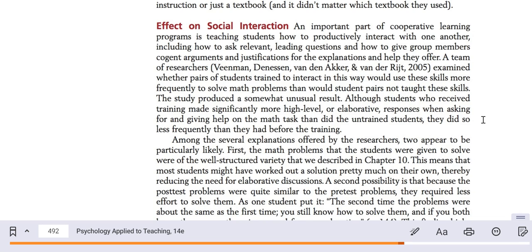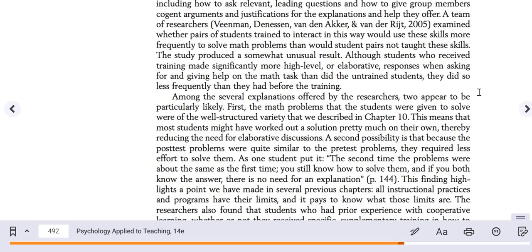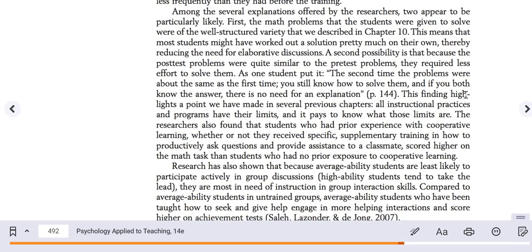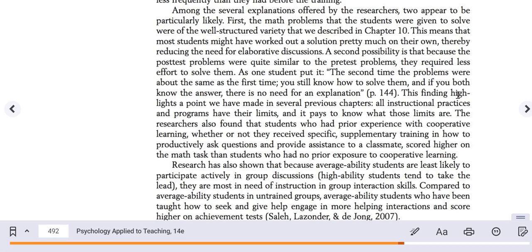The study produced a somewhat unusual result. Although students who received training made significantly more high-level or elaborative responses when asking for and giving help on the math task than did the untrained students, they did so less frequently than they had before the training. Among several explanations offered by the researchers, two appear to be particularly likely. First, the math problems that the students were given to solve were of the well-structured variety that we described in Chapter 10. This means that most students might have worked out a solution pretty much on their own, thereby reducing the need for elaborative discussions.